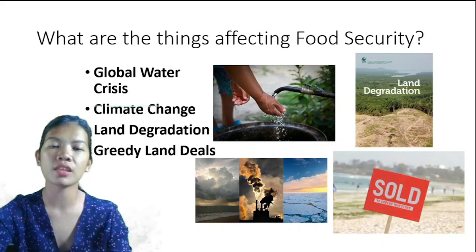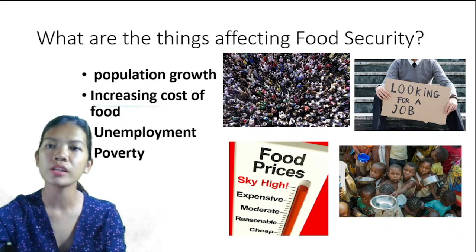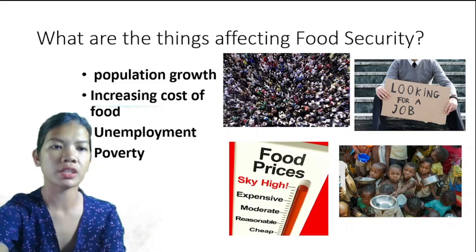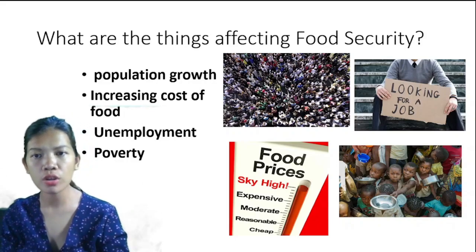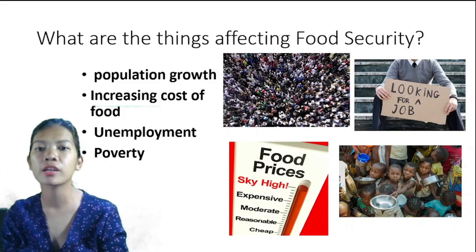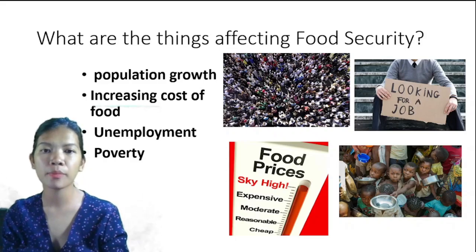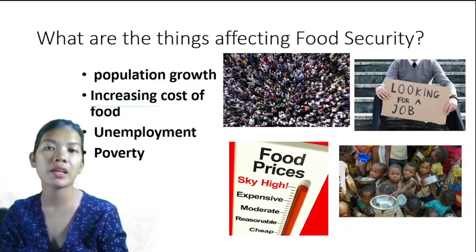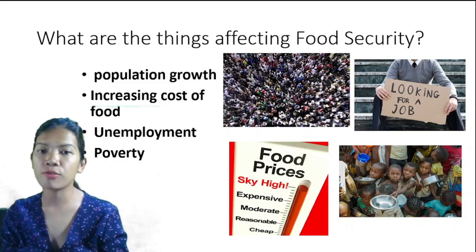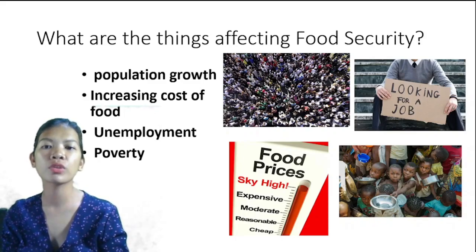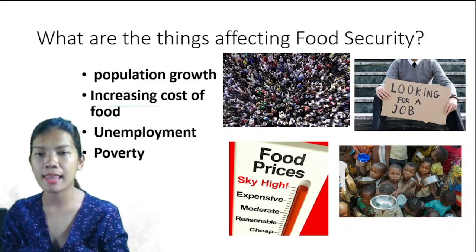Those were some of the things affecting food security, and the others are population growth, increasing cost of food, and unemployment and poverty. We all know that food production depends on croplands and the water supply, which are under strain as the human population increases. Pressure on limited land resources driven in part by population growth can mean expansion of cropland, and this often involves destruction of vital forests or over exploitation of arable land.